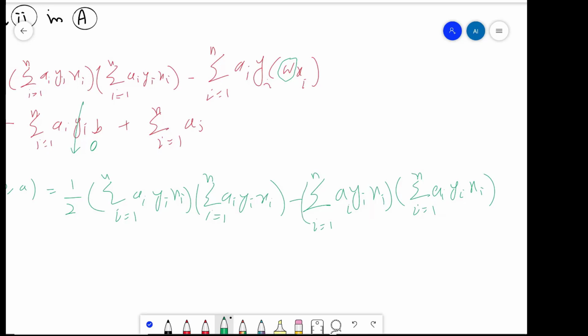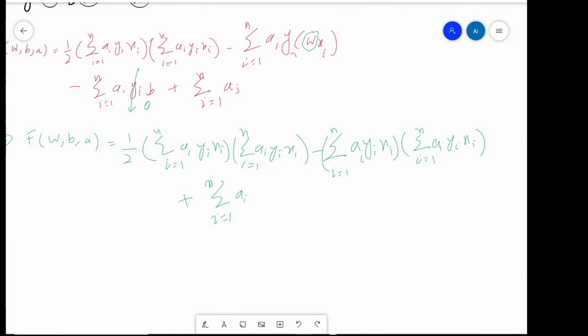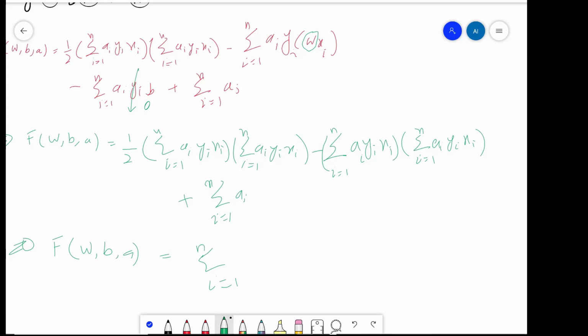So one term is already cancelled, equal to 0, by multiplying the constant with 0. So we are left with three values. Sorry. If you look at the two terms, where one is multiplied with 1 by 2 and another is multiplied with 1, when we subtract 1 by 2 from 1, it gives us minus 1 by 2. So we can rewrite this as summation of i equal to 1 to n of alpha i, minus 1 by 2, summation of i equal to 1 to n of alpha i, yi and xi.